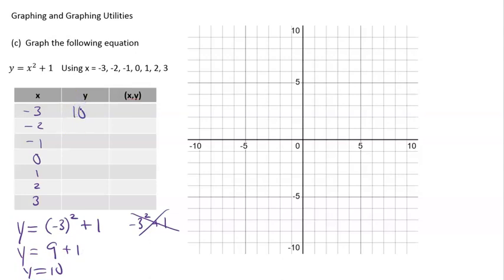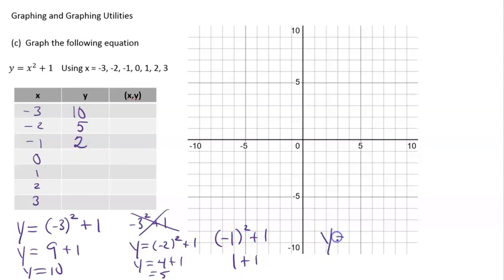Now I'm going to do this again. Y is equal to negative 2 squared plus 1. That gives you 4 plus 1, which is 5. Hold on. There we go. All right. And then negative 1 squared plus 1 is 1 plus 1, which is 2. What about 0? So y is equal to 0 squared plus 1, which is 0 plus 1, which is 1. And then y is equal to 1 squared plus 1.